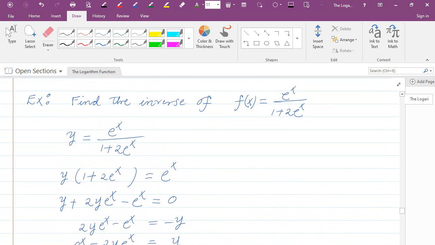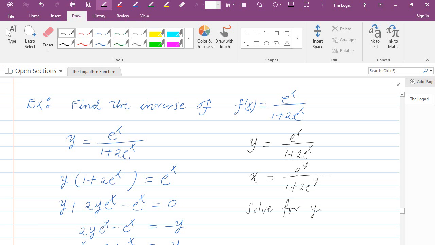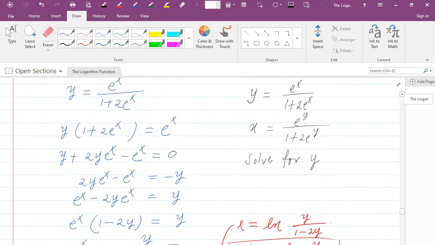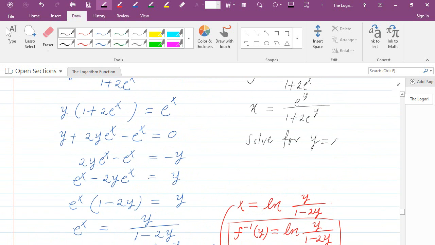Now typically a lot of the times some people would do the following. They will set y to the function, e to the x over 1 plus 2 e to the x. They will swap x and y, and then they will solve for y. And the only difference is that when you do that, what you're going to get is y is ln of x over 1 minus 2x.